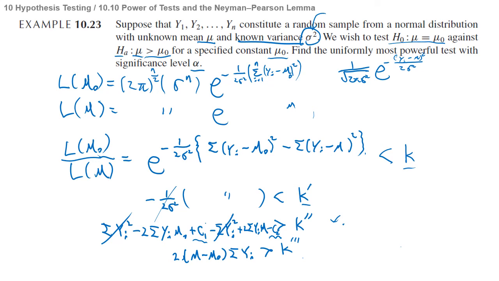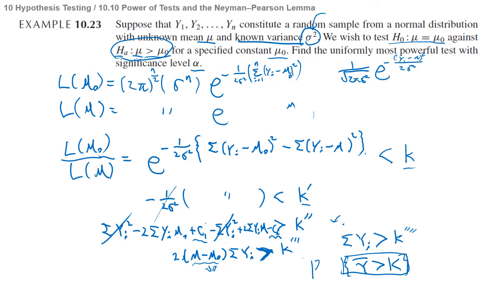From here, this relationship is the important thing. Actually this one is also a constant greater than 0, because in the alternative hypothesis mu is greater than mu 0, so this part is greater than 0. So what you can check is that the sum of yi is greater than k first, or we can say that y bar is greater than k. So this is our rejection region: y bar is greater than k.